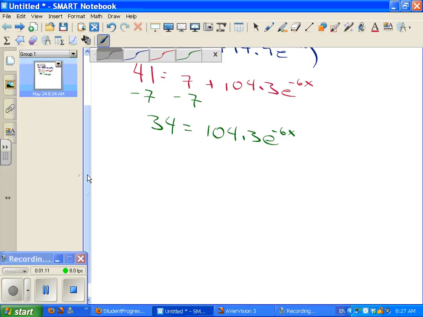I don't know. If it's the x, how not square root? Well, right, I want to get the x by itself, right? But the x is part of the e, so I have to get the e part by itself. What's keeping the e part from being by itself right now? 104.3. Correct, so I need to eliminate that now. Divide it? Oh, okay.